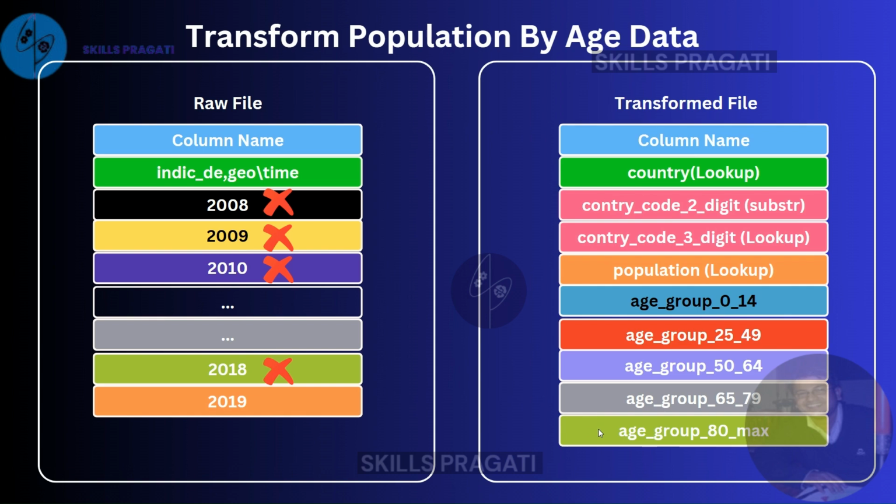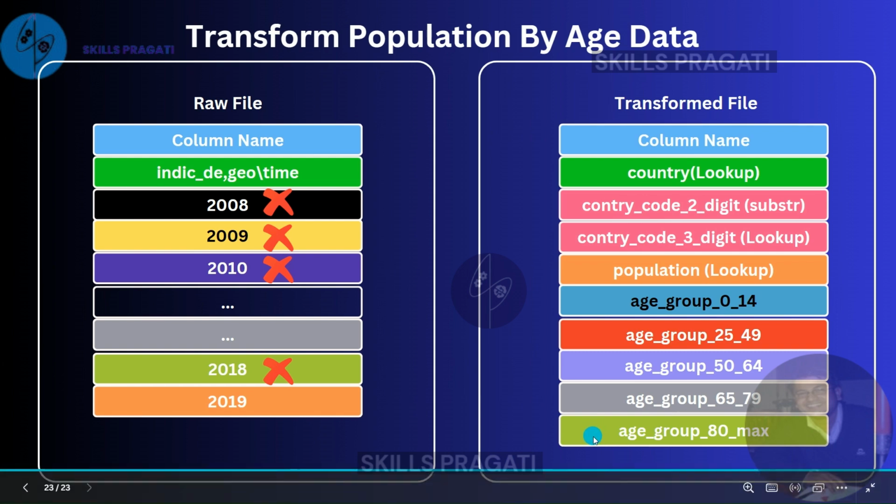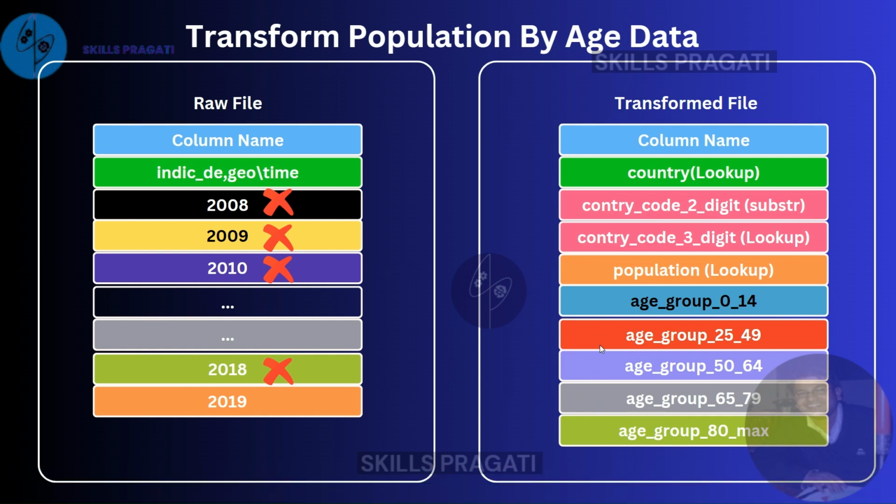To summarize, this is our raw file structure and this is the transformed file. We'll do a substr to get the 2-digit country code from here, and we'll do the lookup to get the other 3 columns here, which are the 3-digit country code, country name, and population. And we'll do a pivot using the data from here, which will have the age group and the value from here to create the 6 new columns. So the 6 rows for each country would become 6 new columns. So that is the requirement.